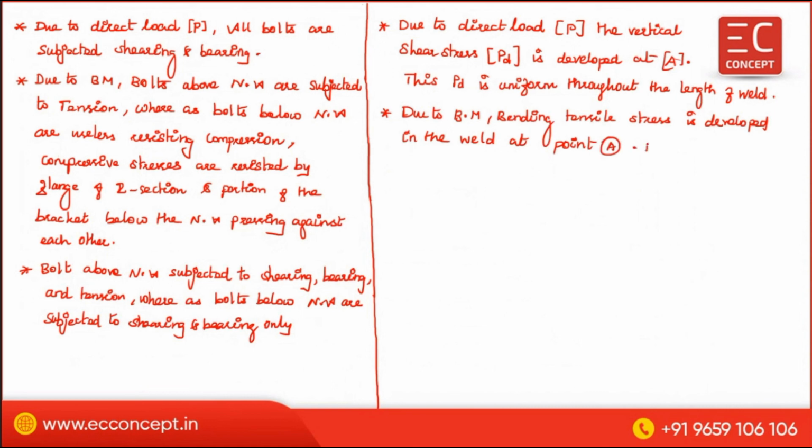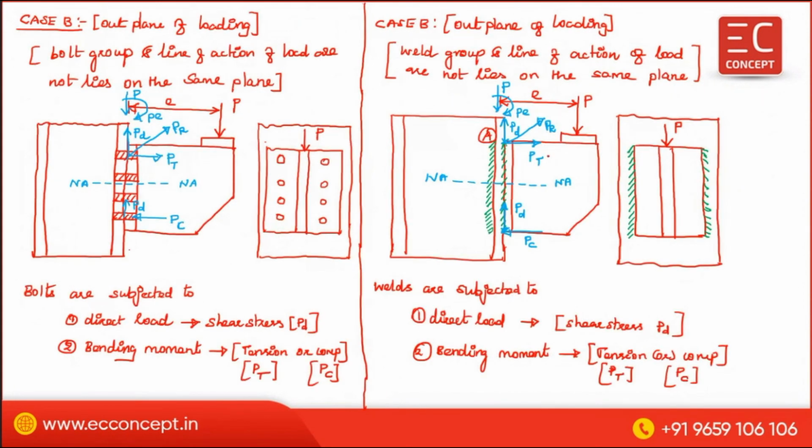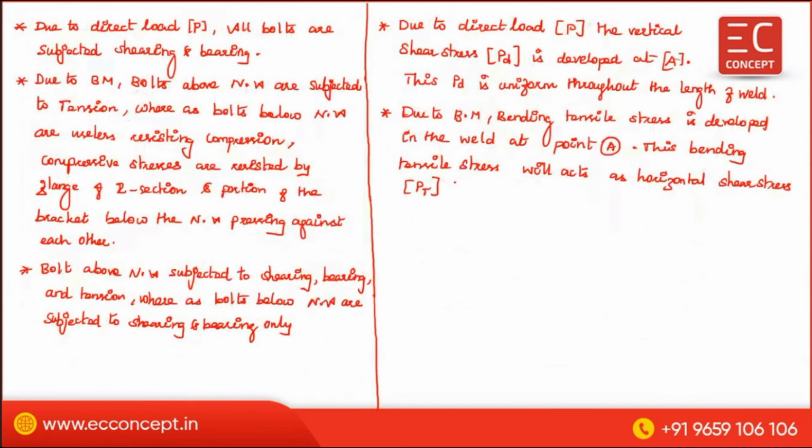This bending tensile stress will act as horizontal. See, it acts as horizontal shear stress, that is, we can write PT. This is the PT at A.